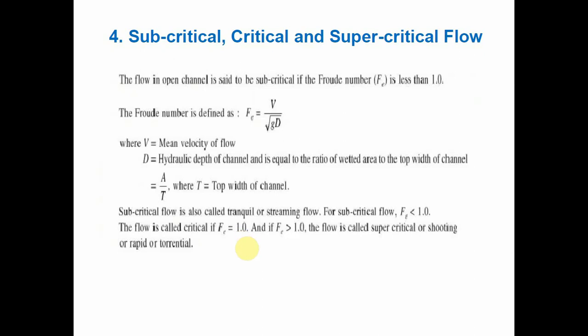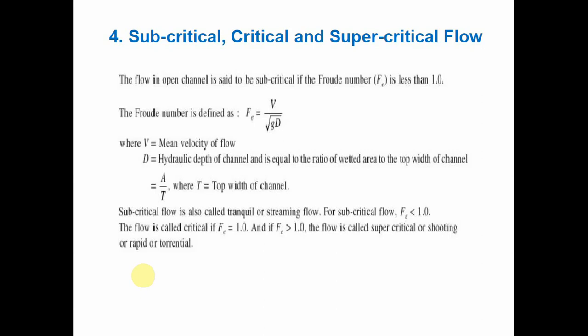So next one is subcritical, critical and supercritical flow. So first, the flow in an open channel may be categorized as subcritical, critical and supercritical depending upon the Froude number. In the previous case it was the Reynolds number. When it comes to subcritical, critical and supercritical, then it will be the Froude's number.